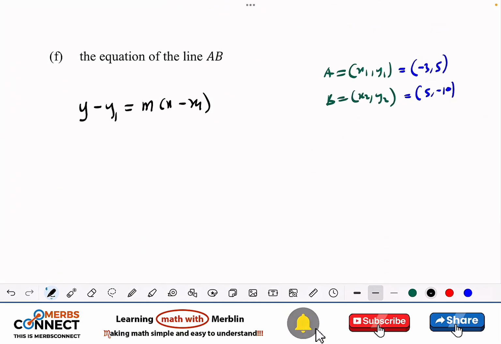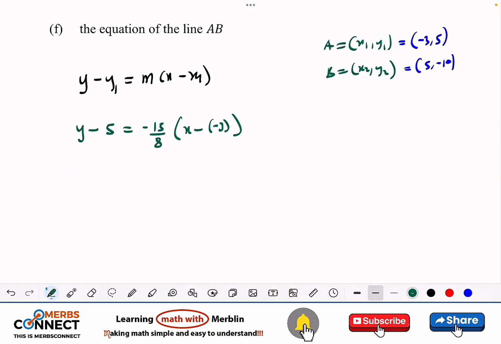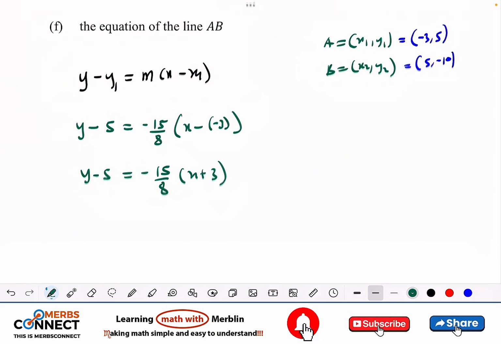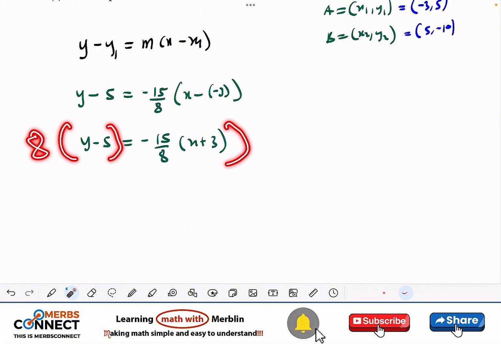So let's go. This one will be y minus y1, which is 5, equal to the slope, minus 15 divided by 8, times x minus minus 3. So what are we going to get? y minus 5 is equal to minus 15 on 8, then x plus 3. We can leave our results in this form, or we can decide to multiply. I'll multiply this side by 8 and this side too by 8, so that this 8 will cancel this 8.